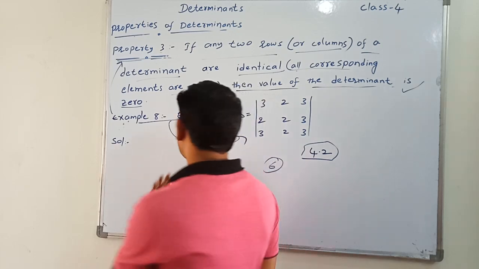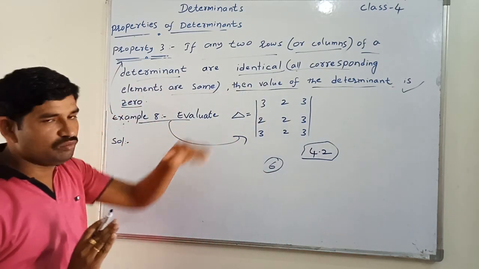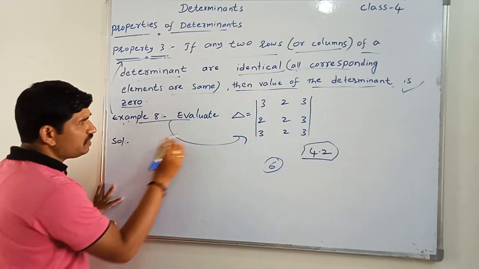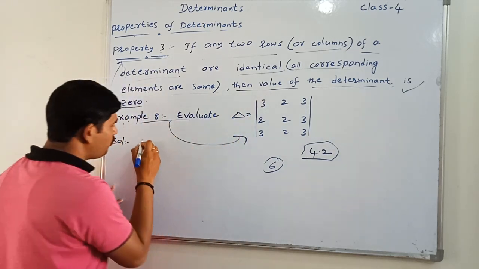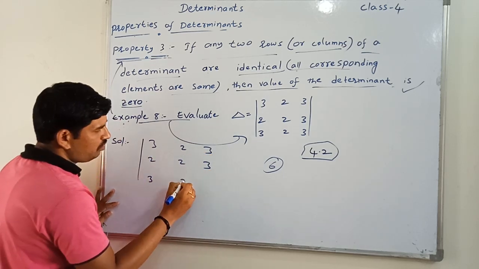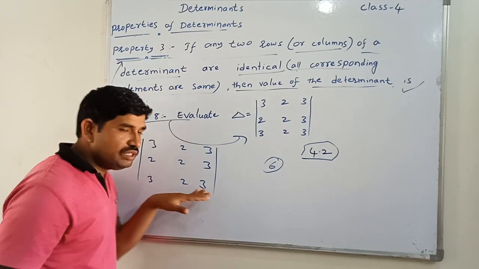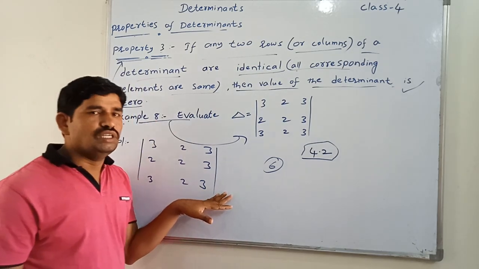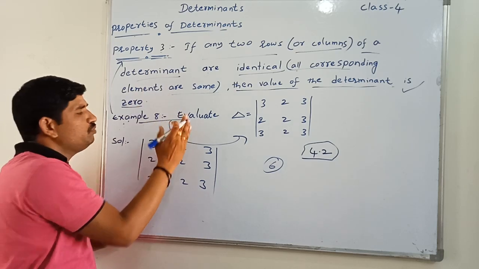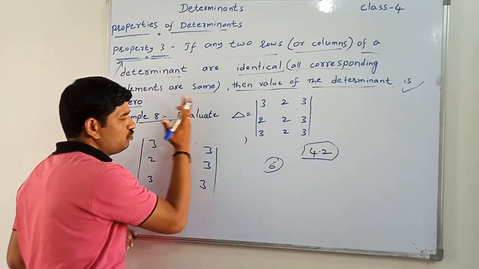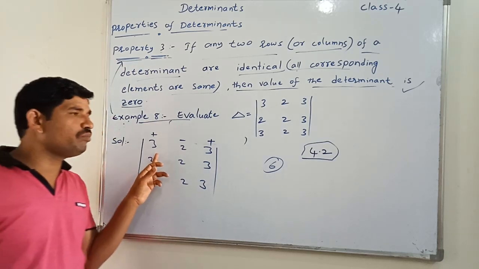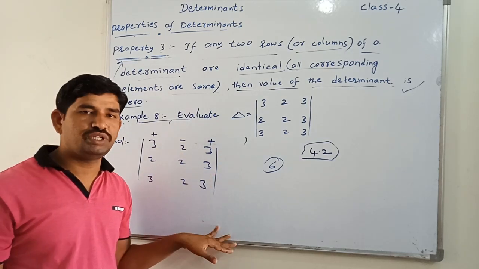Now I am applying property number 3 for this example. By observing this, we make the determinant: 3 2 3, 2 2 3, 3 2 3. If I give this question to you and you don't know property number 3, simply you are going to continue like this, by expanding the determinant. By expanding the determinant we complete the solution.